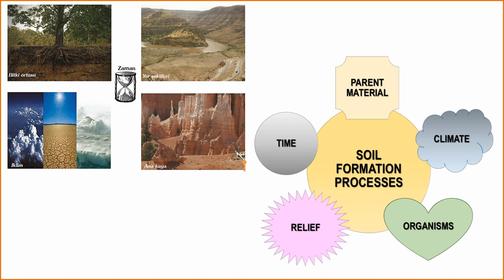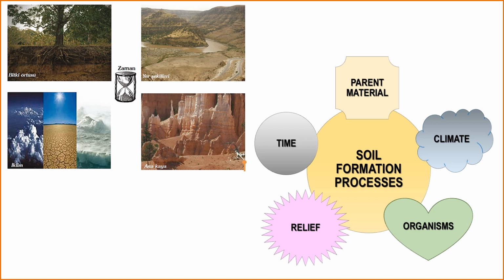5. Time. Soil formation is a slow process that occurs over geological time. The age of a soil influences its characteristics, with older soils generally having more developed horizons. 6. Human activity. Human activities such as agriculture, deforestation, and urbanization can significantly impact soil formation. Land use changes can alter vegetation cover, disturb the soil, and lead to erosion.